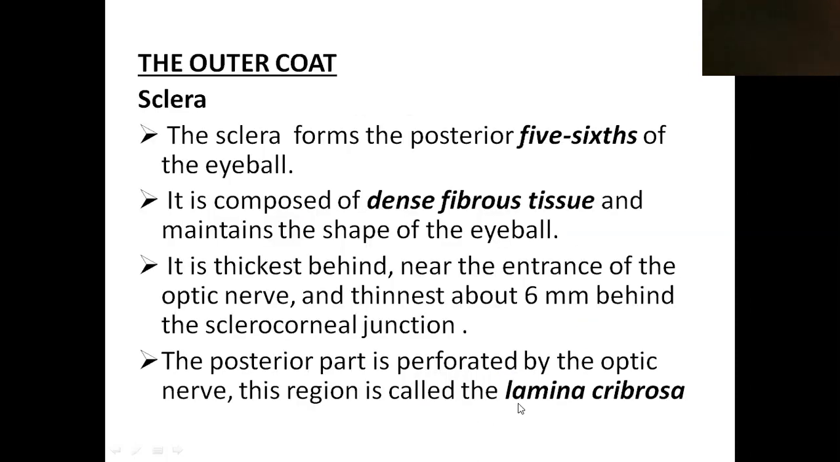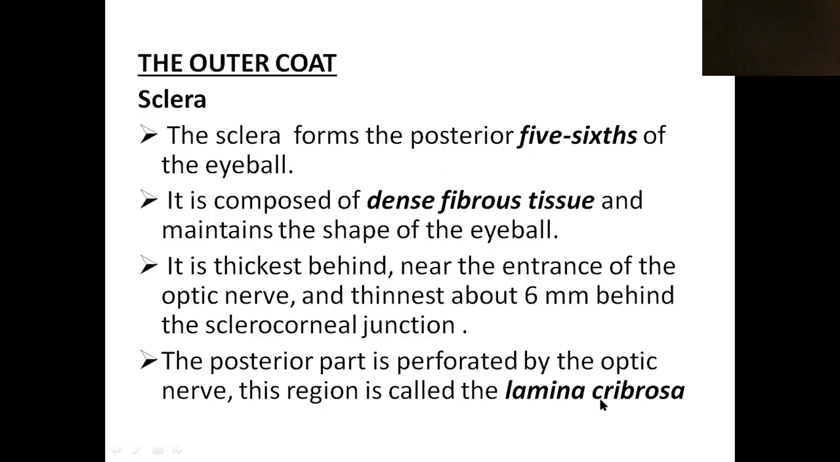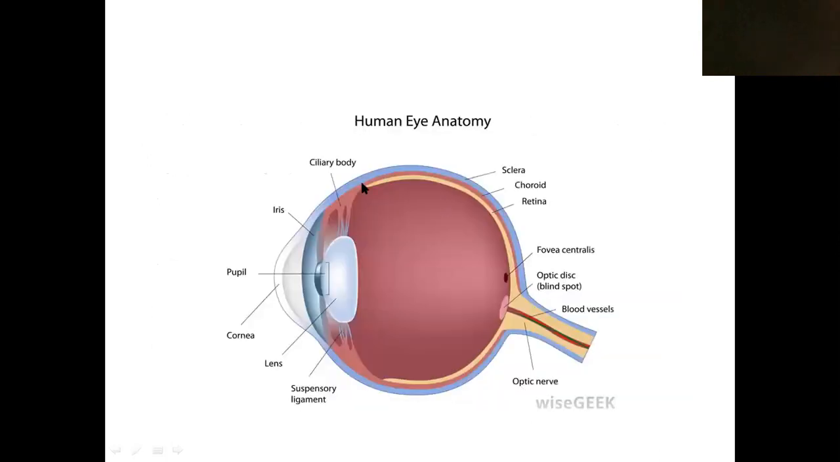As a result, it looks like a sieve. Cribrosa, or cribriform, means sieve-like. Okay, so it looks like a sieve. This is the lamina cribrosa. So that posterior part is pierced by the optic nerve fibers. Then its anterior part is the thinnest part, 6 millimeter behind the limbus.